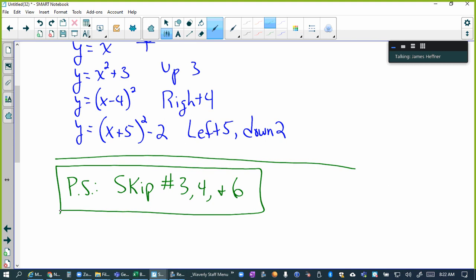So does anybody have a question on shifting? There's just one little tricky part, right? If it's inside the function, it's opposite of the adding and subtracting. Does that make sense? Okay, let's do one more section then.